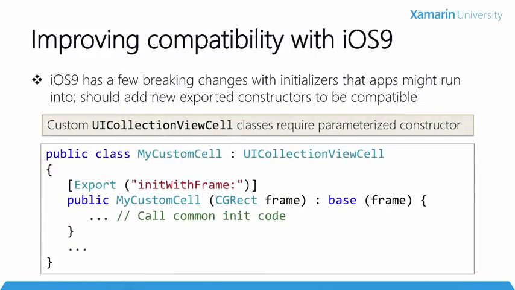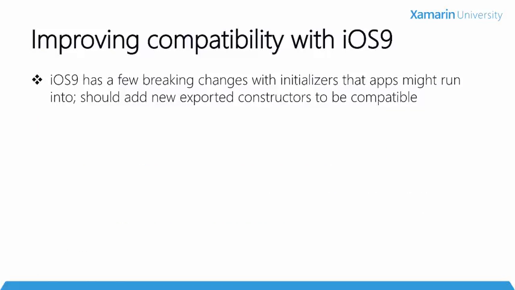First, if you're using the UI Collection View class today, and you've created your own UI Collection View cell derived class, then you should add a new constructor to your cell class to conform to the initWithFrame initializer. This is now required by iOS 9 due to some behavioral changes in the API. Leave your existing constructors in place for older iOS versions and just add this new variation and then refactor your initialization code to be called by all the constructor variations.